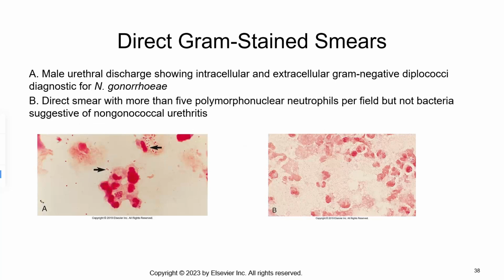Here you can see male urethral discharge showing intracellular and extracellular gram-negative diplococci. You can see the gram-negative diplococci next to each other. And then the direct smear with more than 5 polymorphonuclear neutrophils per field, but no bacteria. This suggests it is not gonorrhea.